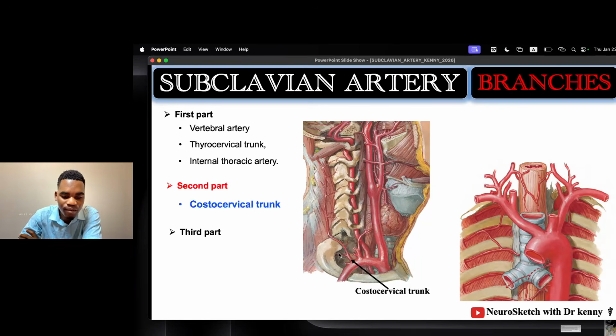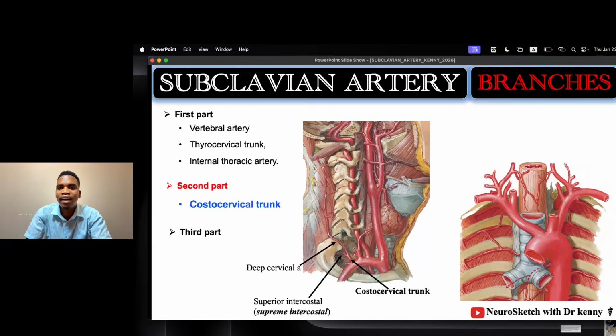We have the cervical part. This cervical part is called the deep cervical artery, which is coming from the costocervical trunk. And the other branch should be the costal related one. Remember, when we were discussing the anatomy of the posterior intercostal arteries, we said the first two intercostal spaces are not supplied by the descending aorta. They are supplied by a certain artery, which is called the superior intercostal artery, also called the supreme intercostal artery.